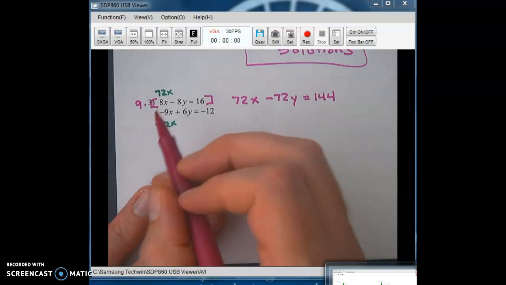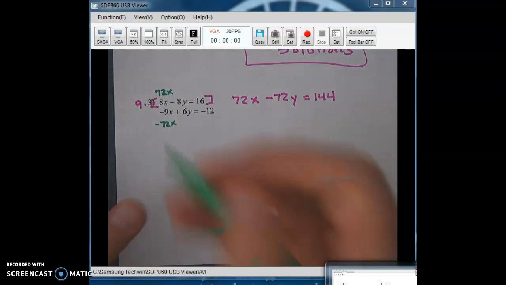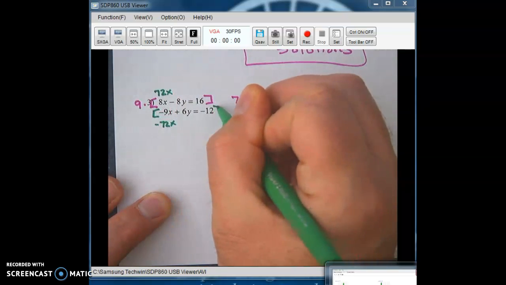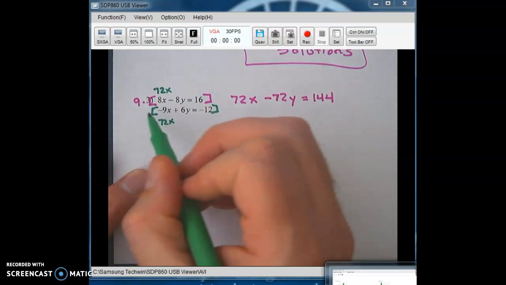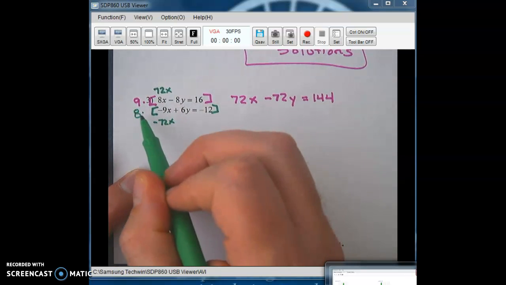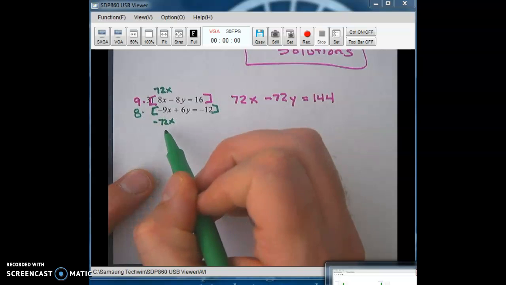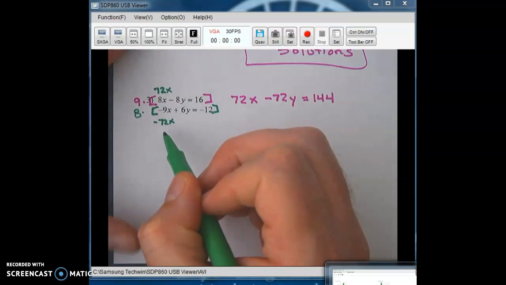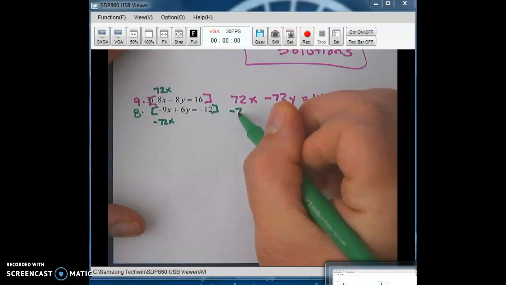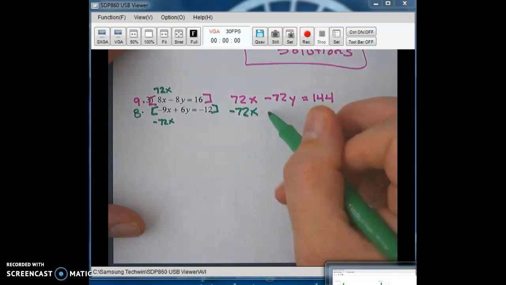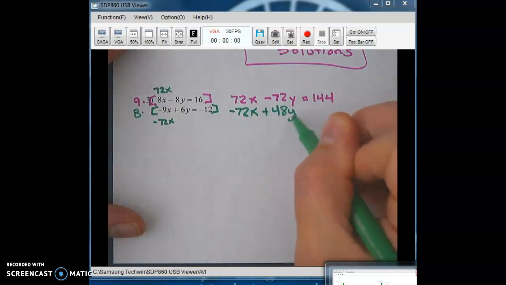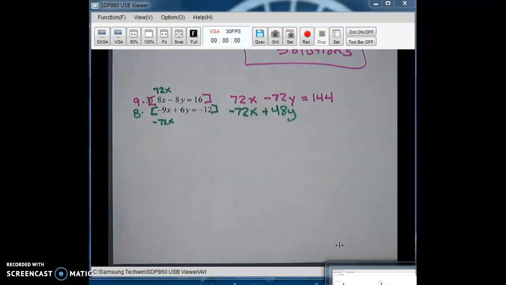And then I'm going to have to do the same thing with this bottom equation. If I want this bottom equation to turn into a -72, I'm going to have to multiply it by 8, because 8 times -9 is what would give me a -72. So if I do that, 8 times -9 is -72, 8 times 6 is +48, and 8 times -12 would be -96.